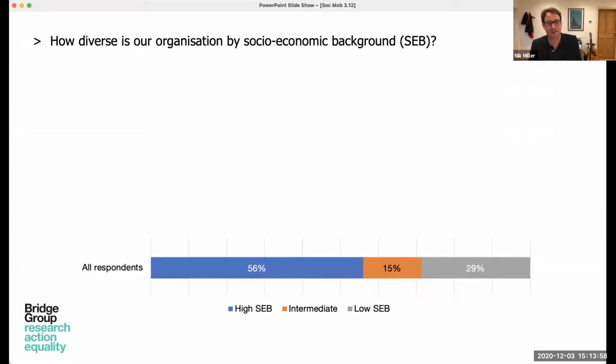So this is the data for the collection of financial services organisations we published a report on just last week. We can tell from this chart that 56% of the respondents to the surveys were from a higher socioeconomic background. And let me just footnote this by saying the language that we use at the Bridge Group is of higher and lower socioeconomic background and intermediate.